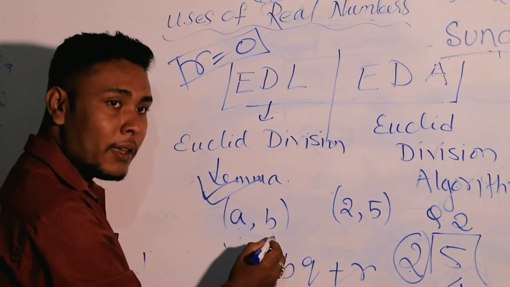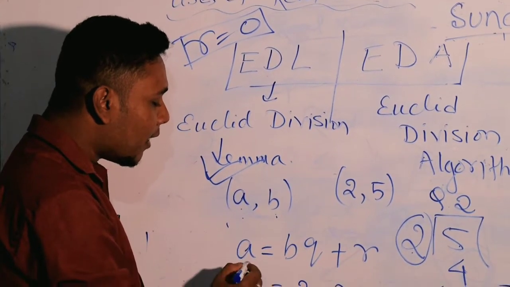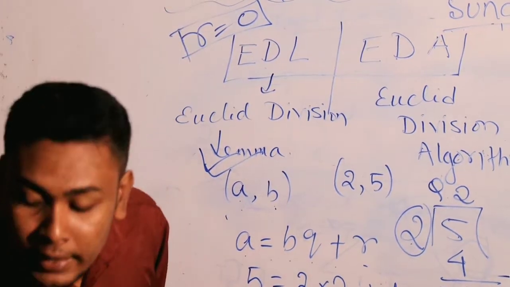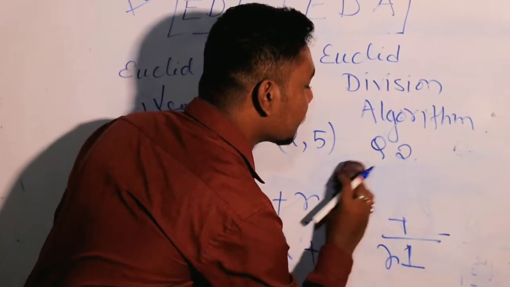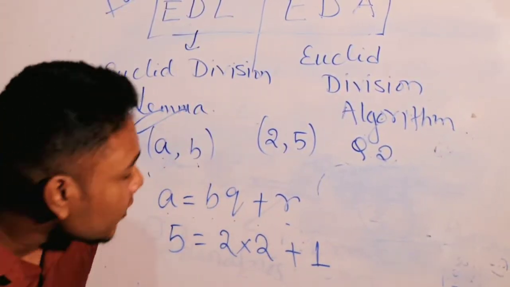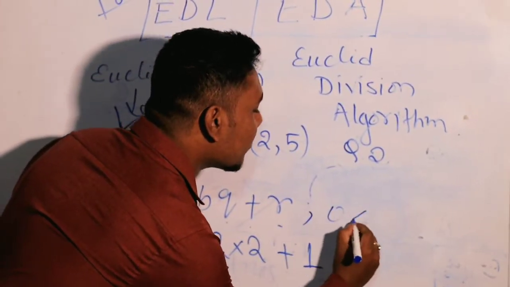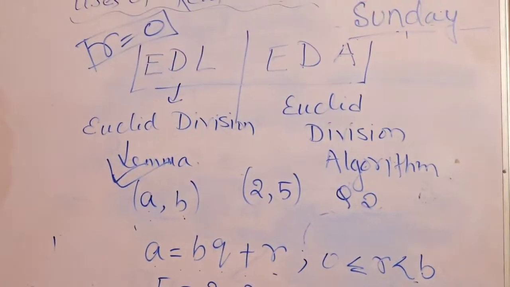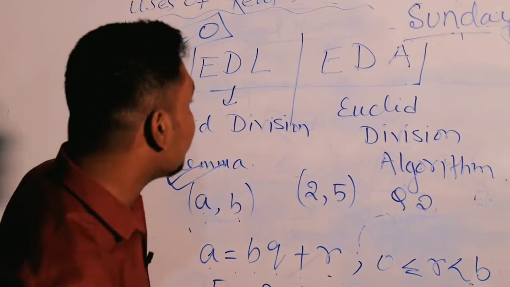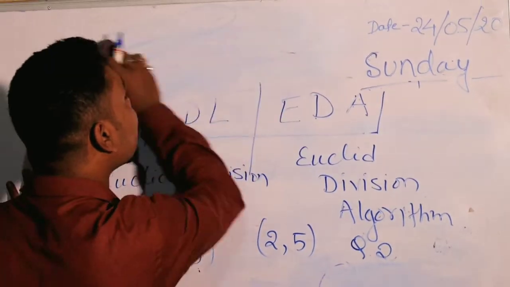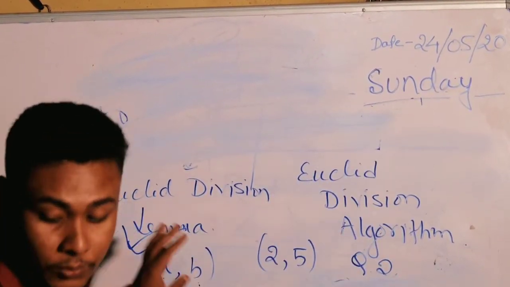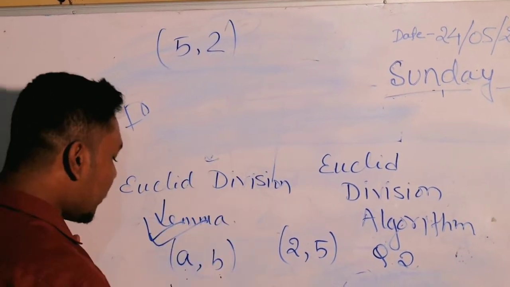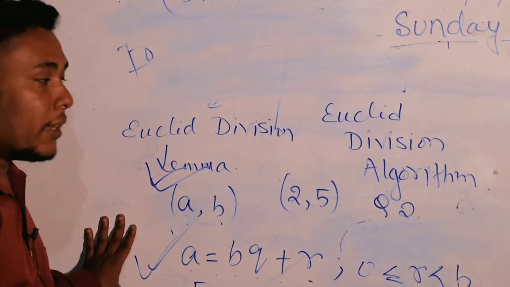We have two numbers A and B, so it can be represented as A equal to BQ plus R, where you have to apply a condition: 0 less than or equal to R less than B. So we had two numbers, 5 and 2. We did the EDL lemma.